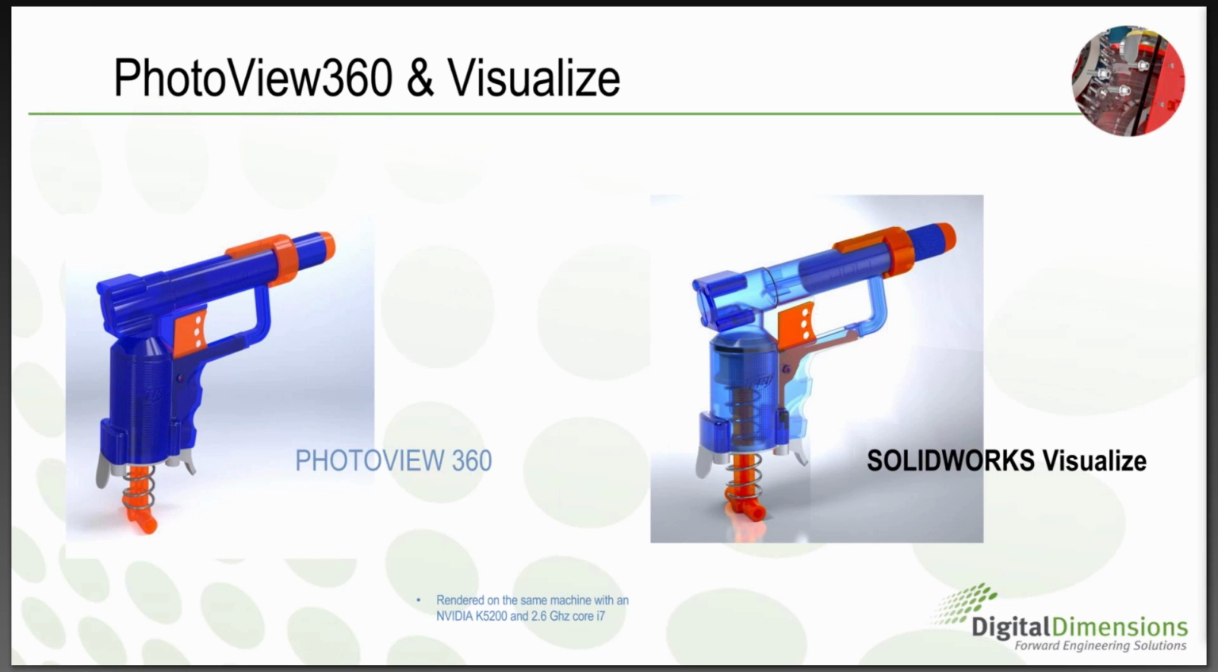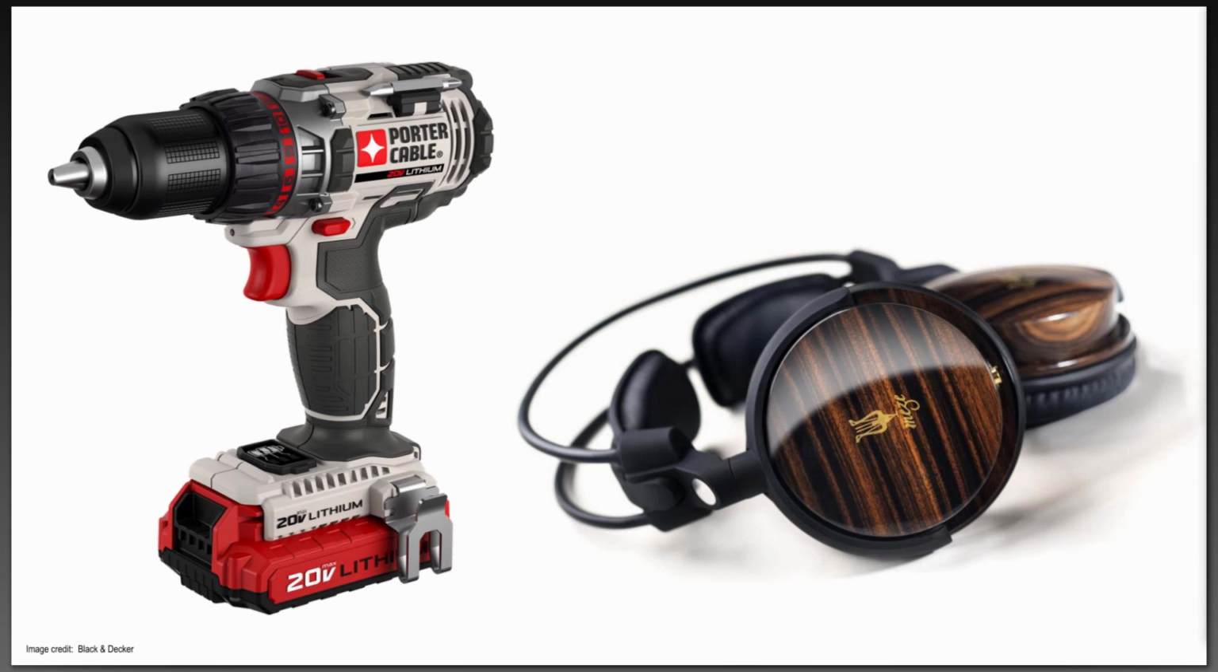Some additional examples of what the SOLIDWORKS Visualize output looks like. We have our Porter-Cable drill, it looks like. We have a set of headphones here on the right. All of these things are completely virtual. Now, when we look at these, some of these are very imperceptible from reality, right? Could anyone actually look at these photos and tell me that they weren't put on a table with proper lighting and actually someone took a picture of it?